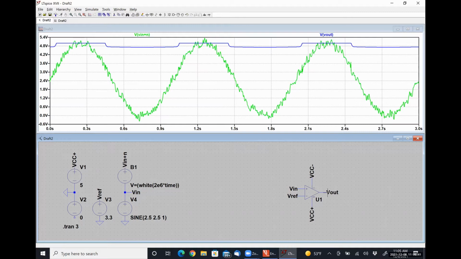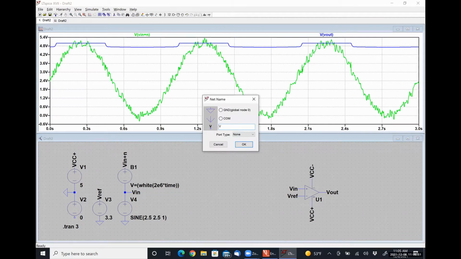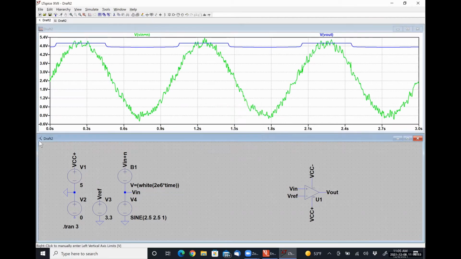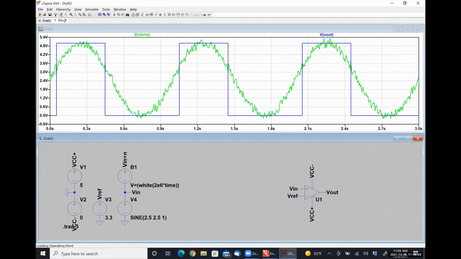why is it doing that? Oh, I know why. I never labeled this guy down here as VCC minus. That should fix it. There we go. So right now, let me move this thing out of your way.